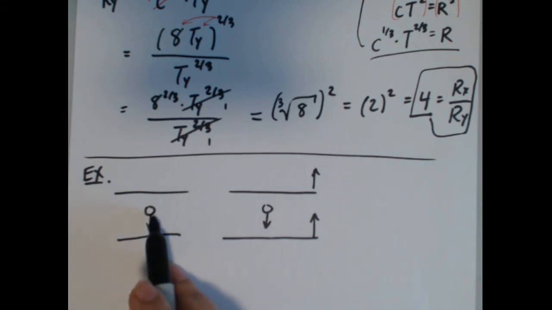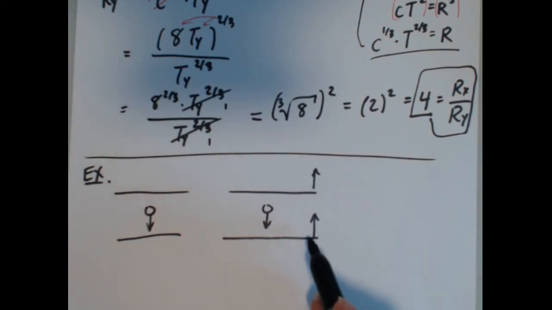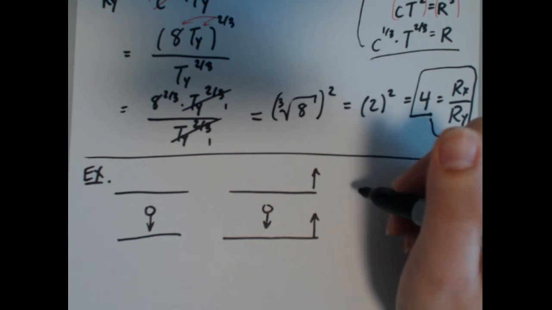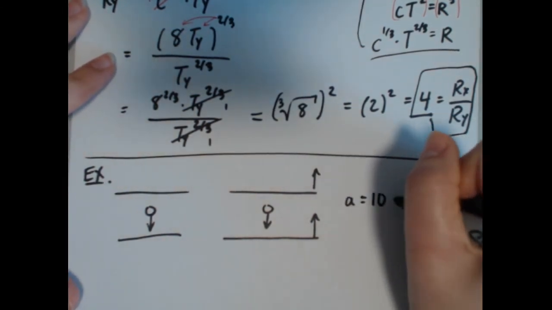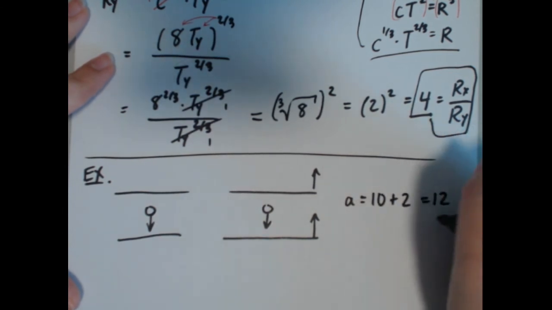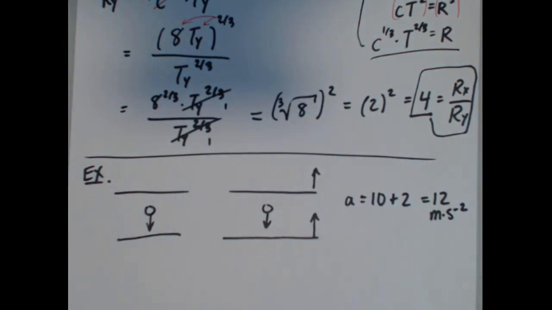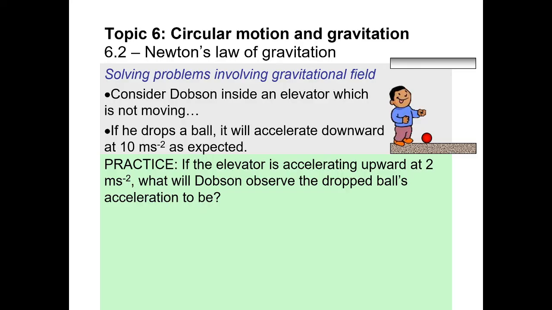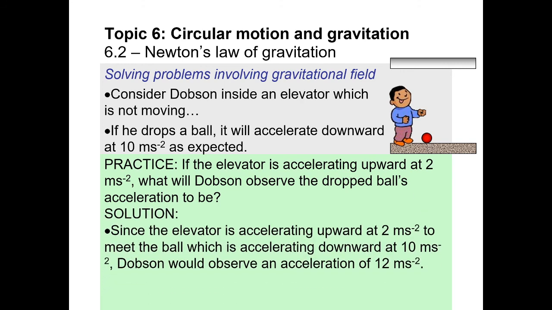So if it takes a certain amount of time when the elevator is stationary to hit the ground, and in a different scenario it hits the ground faster, you would think in your head that means it's accelerating faster. But what you don't realize is that the frame of reference that you're in is actually moving up. So in this case, you have the acceleration at something higher than 10. So 10 plus 2, which is 12 meters per second squared. That's what Dobson observes initially. That's what's written on the slides.